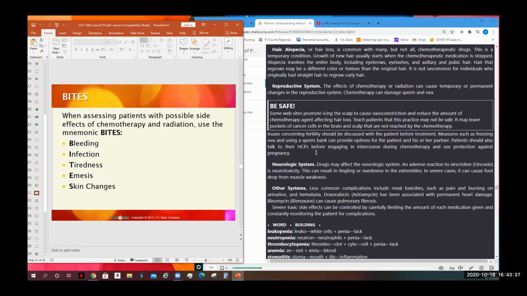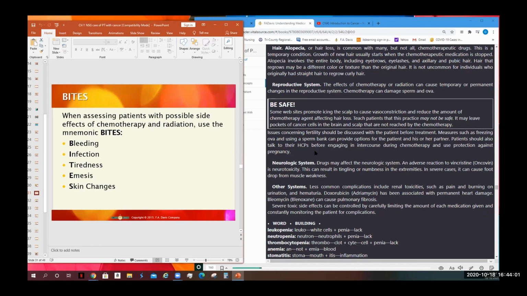Issues concerning fertility should be discussed with the patient before treatment. Measures such as freezing ova and using a sperm bank can provide options for the patient and his or her partner. Patients should also talk to their HCPs before engaging in intercourse during chemotherapy and use protection against pregnancy.